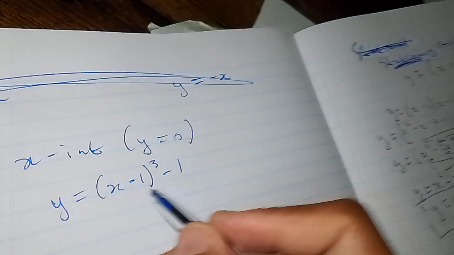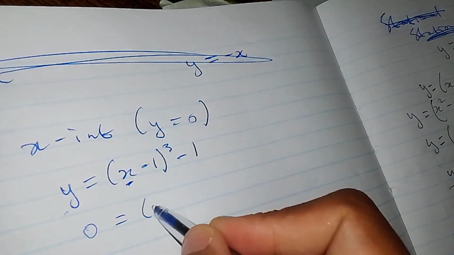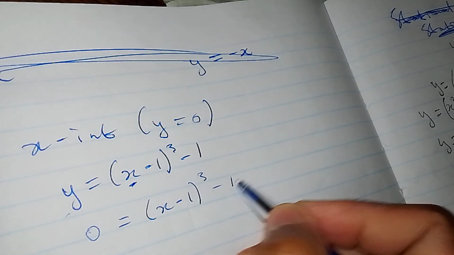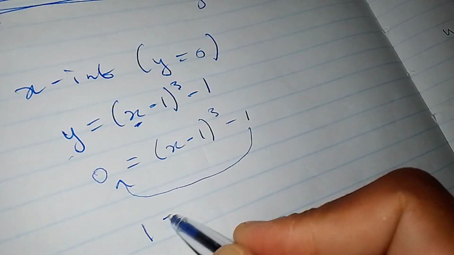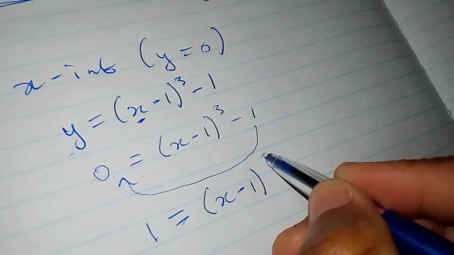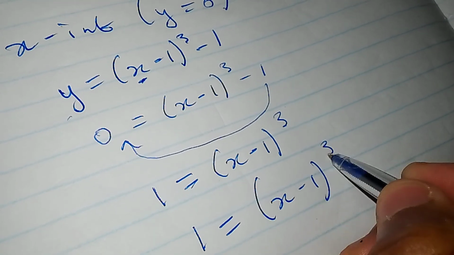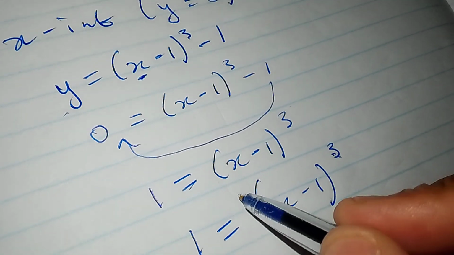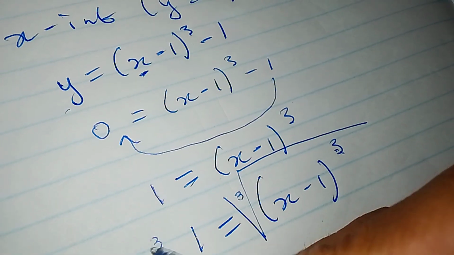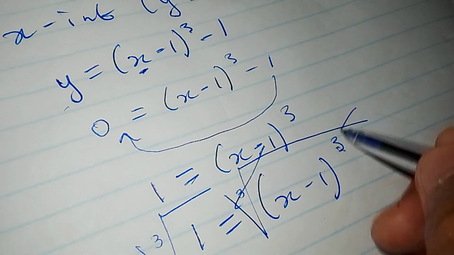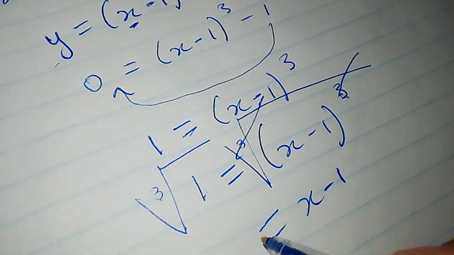So here I want the x-intercepts. So I'll make y be equal to 0. So 0 is equal to x minus 1 all cubed minus 1. And then I'll have to transpose this one to this side. So I'll have 1 equal to x minus 1 all cubed. And then to get rid of this cube, I can introduce the cube root here. Because I've introduced this cube root, on this side I must introduce the cube root too. Then on this side I'm left with x minus 1. And then the cube root of 1 is 1.